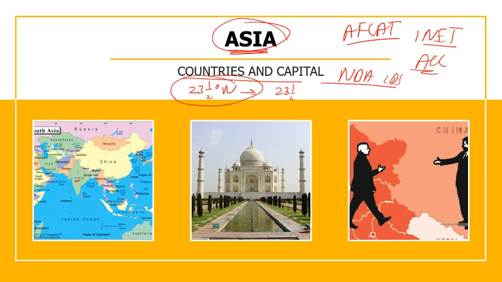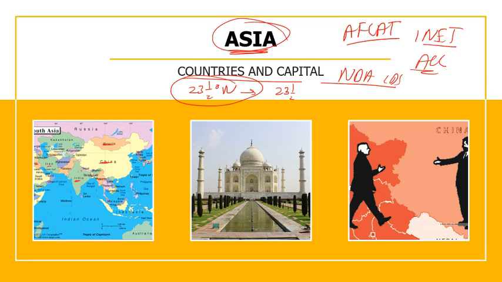Delhi is the capital, New Delhi. Coming from here, that is Iran. Tehran is the capital. Iraq, Baghdad is the capital. Then you have Turkmenistan, Uzbekistan. Sorry, Mongolia, Ulaanbaatar is the capital. China is Beijing. North Korea is Pyongyang. South Korea is Seoul. Japan is Tokyo. Okay, in this way. Then you have Myanmar, Naypyidaw.